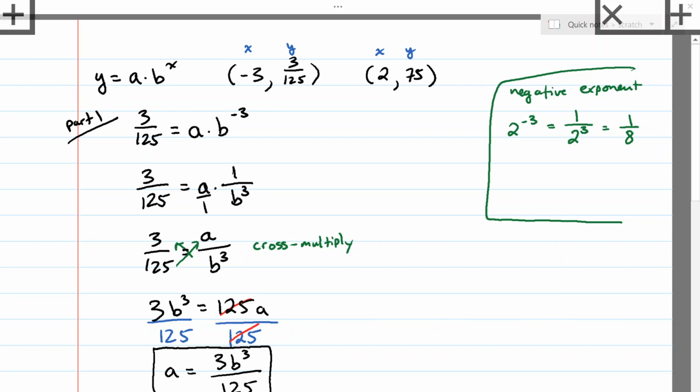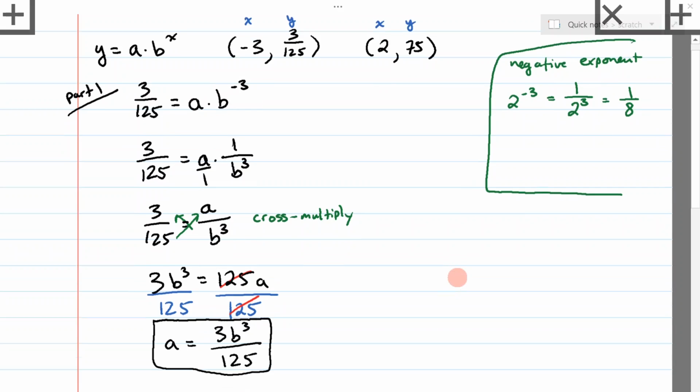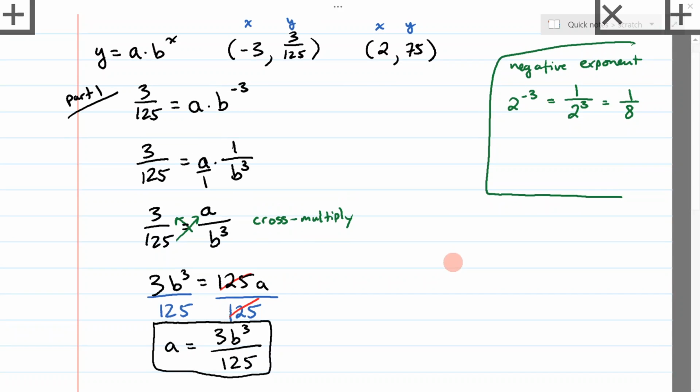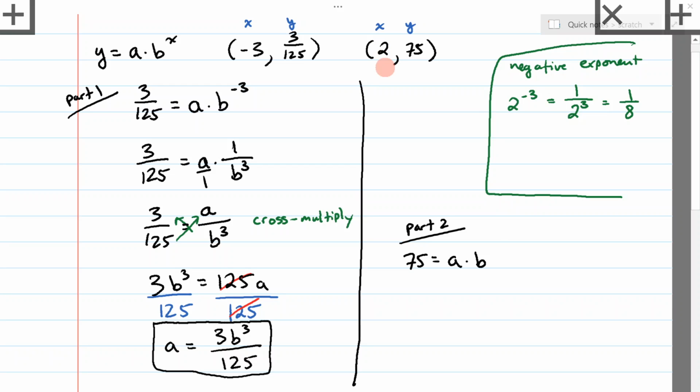So now part 2. Now I have to use the second point. I plug the x and y into the original equation again. So y is 75, and a is unknown, b is unknown, and x is 2.